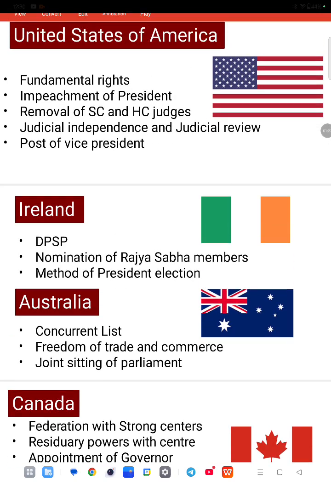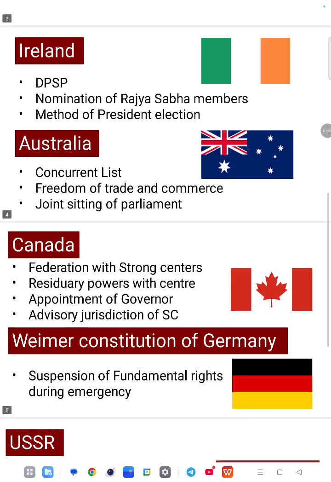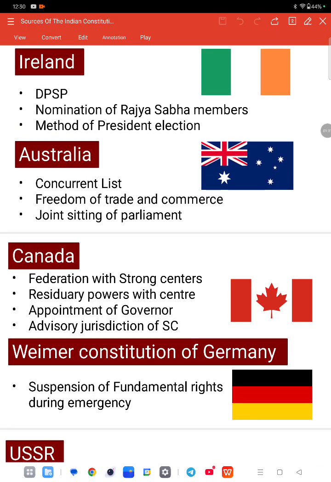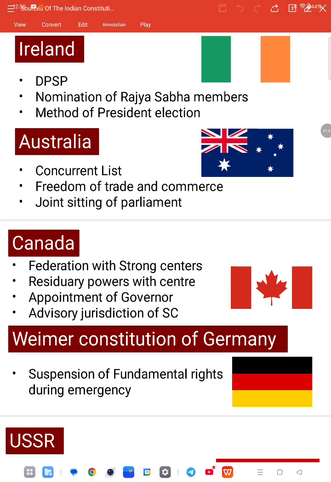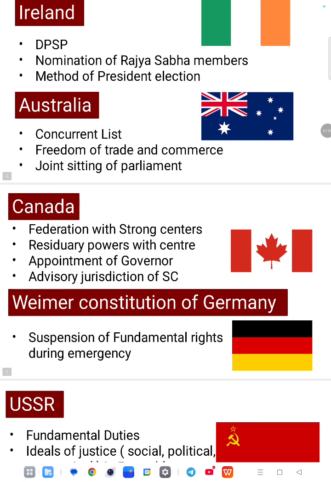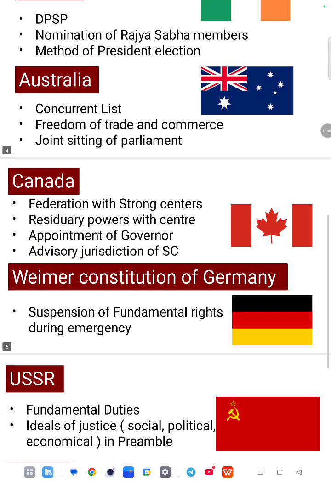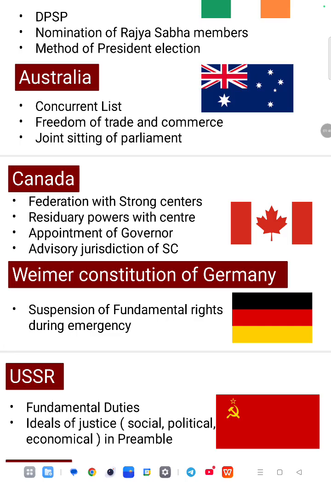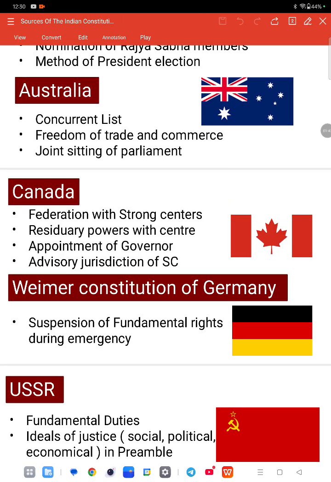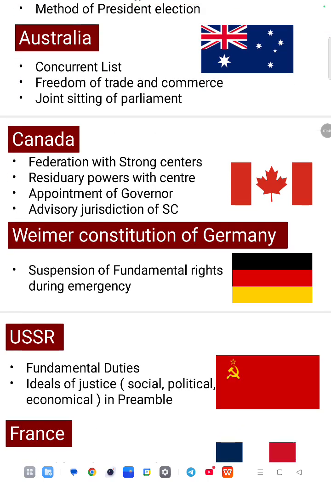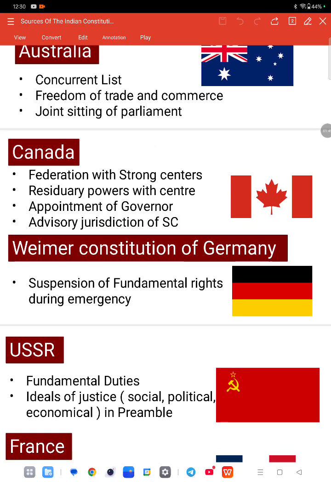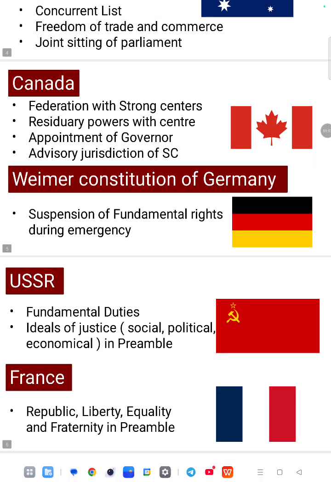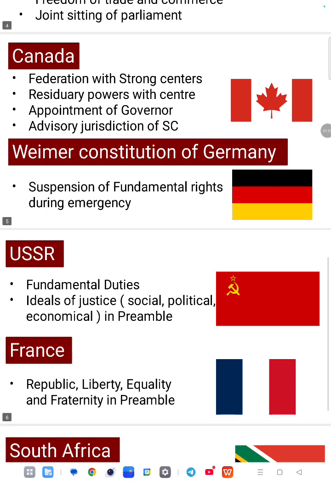From Ireland we took the DPSP, the nomination of Rajya Sabha members, and the method of president election. From Australia we took the concurrent list, like there are three lists: union, state and concurrent. We took the concurrent list from Australia, and the freedom of trade and commerce, and the joint sitting of the parliament. From Canada we took federation with a strong center, residuary power with the center, appointment of governor, and advisory jurisdiction of the Supreme Court.